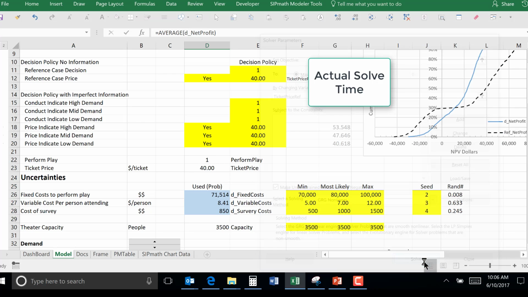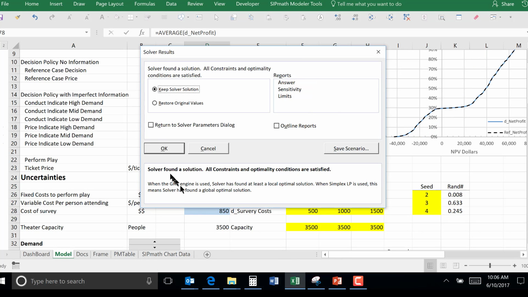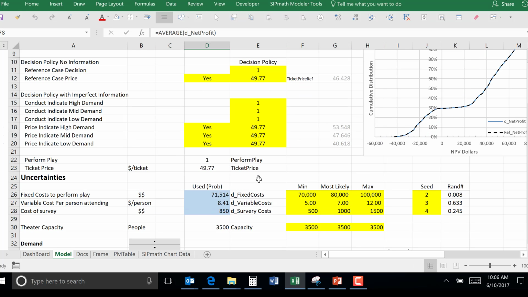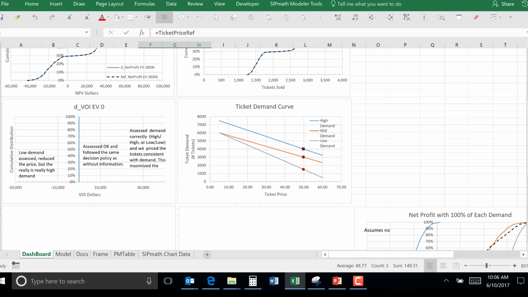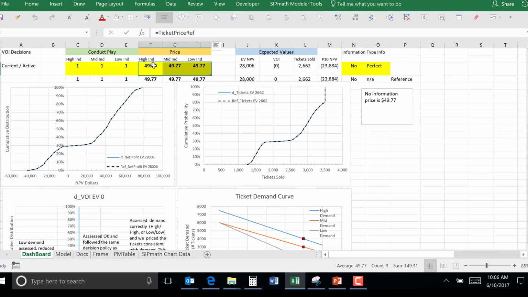We'll say solve, and return to value. And there's the 49.77, which is what I had previously recorded over here. So that's how we can optimize the reference case, and we'll use that reference case in parts 3 and 4 of this video series.